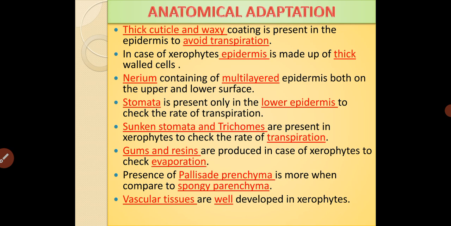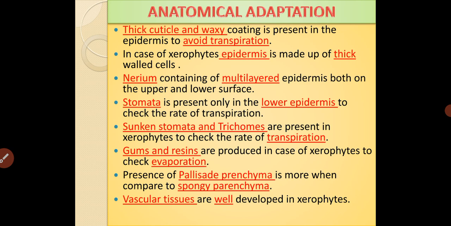Thick cuticle and waxy coating is present in the epidermis to avoid the transpiration. In case of the xerophytes, the epidermis is made up of thick walled cells. Nerium consists of multi-layered epidermis both on the upper as well as on the lower surface. Stomata is present only in the lower epidermis so that it checks the rate of transpiration. Sunken stomata and trichomes are present in xerophytes to check the rate of transpiration.